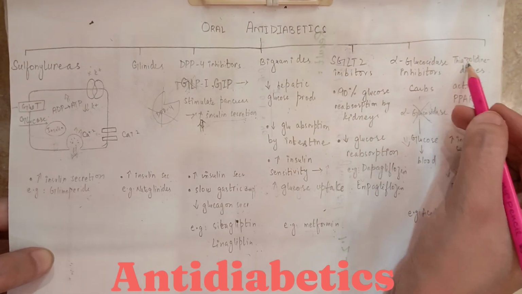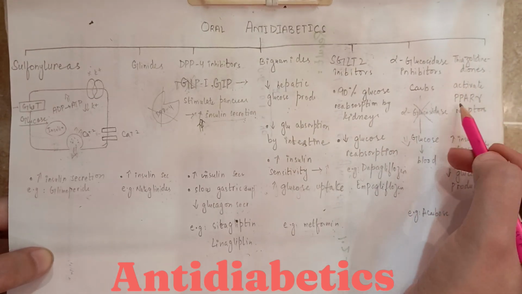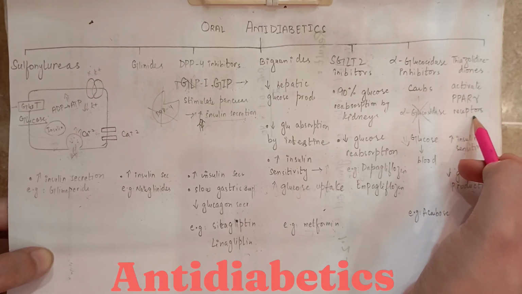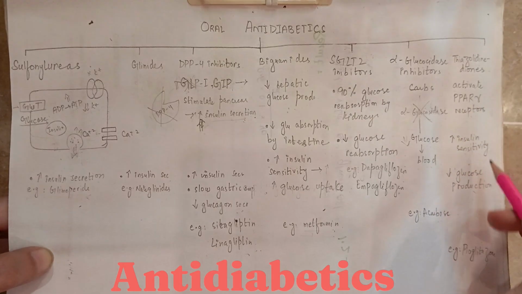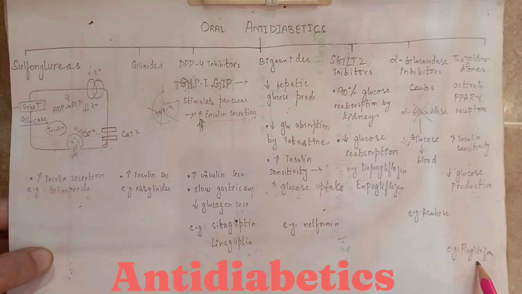The next is thiazolidinediones, which activate the nuclear receptor PPAR gamma, which results in increased insulin sensitivity and decreased glucose production. And the example is pioglitazone.